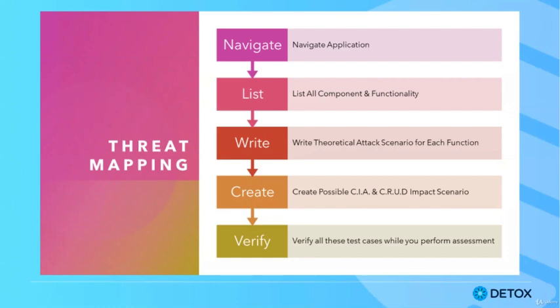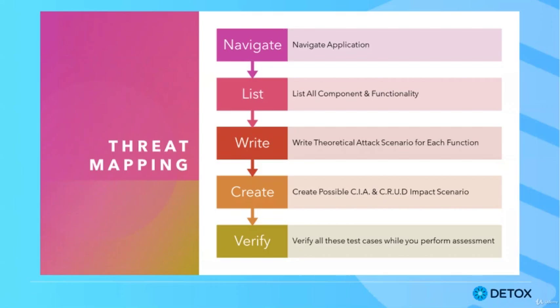Again, as we discussed, can I create something in some other user's account? Can I read some sensitive information which I should not have access to? Can I update something which I do not have permission to do? Or is it possible for me to delete some resources which should not be deleted by my user, as an unauthorized user? So these are some CRUD and CIA scenarios which you should look for.